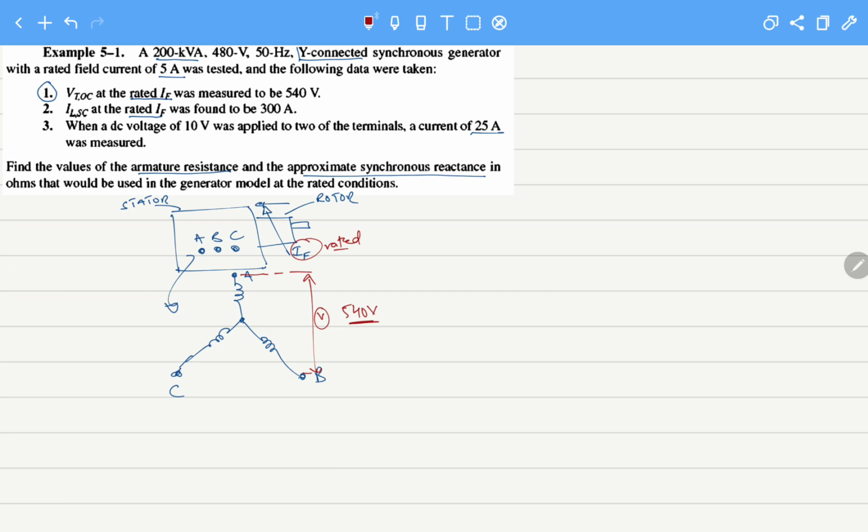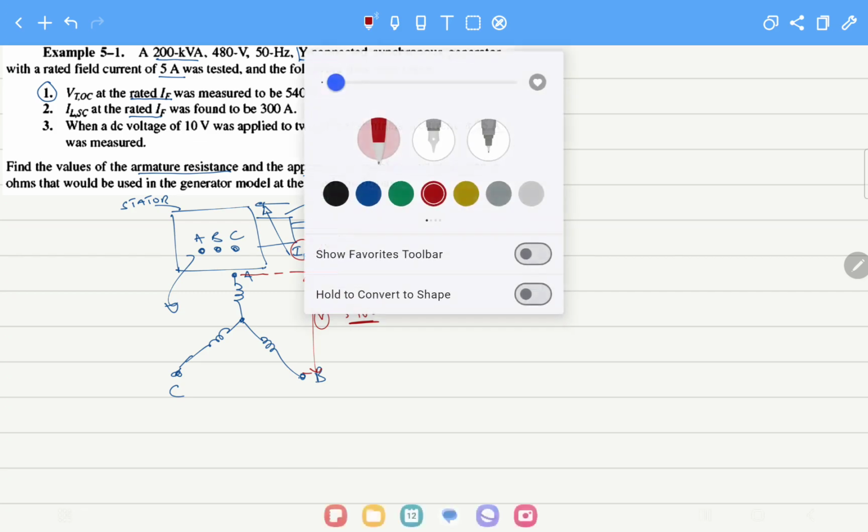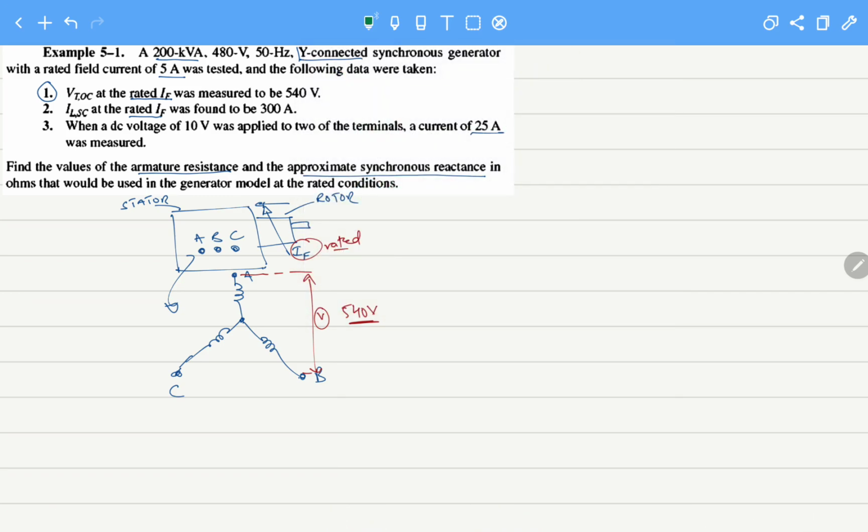Now the second thing they did was short circuit the terminals. Then they measured the current for the same rated field current, and the current that was measured at that time was IL, the line or terminal current, coming out from terminal A and flowing like this. I have shorted terminals A and B, and this was 300 amperes.